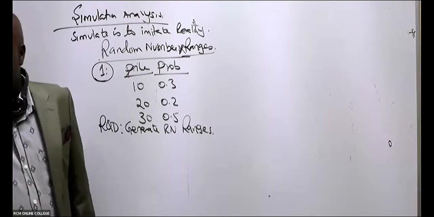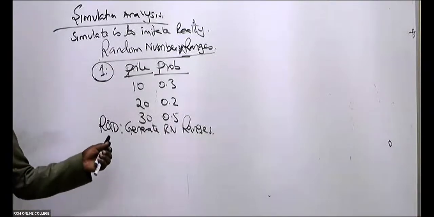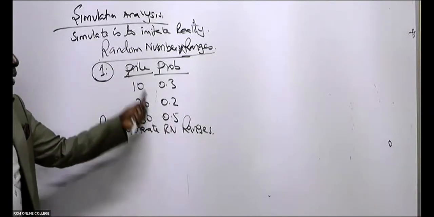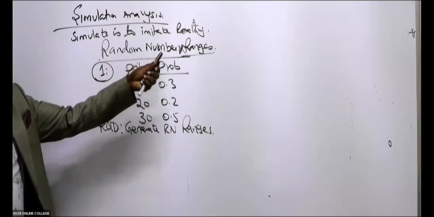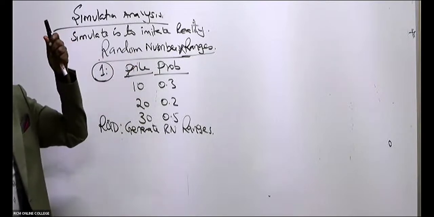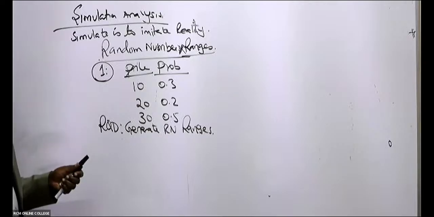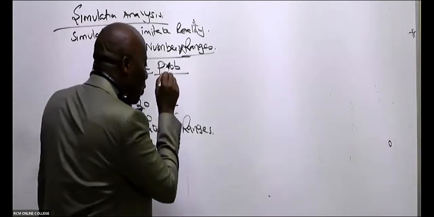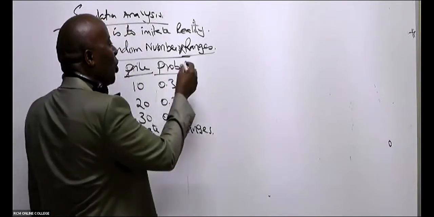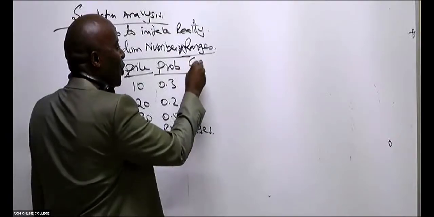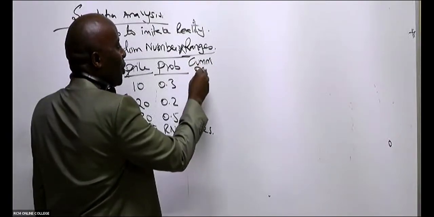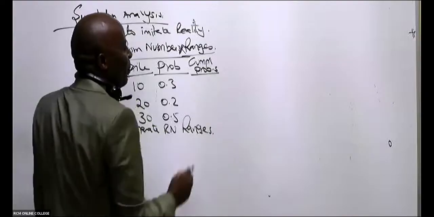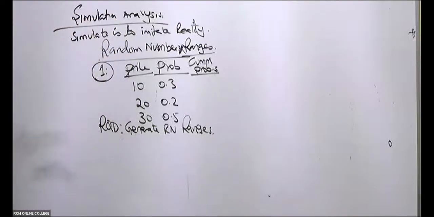I read the question, they want us to generate random number ranges. So what do we do with them? The first thing that we will do is to ascertain what we call cumulative probabilities. That is the first thing that you do.